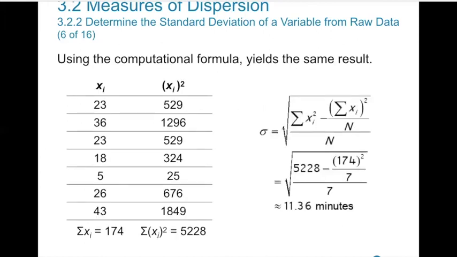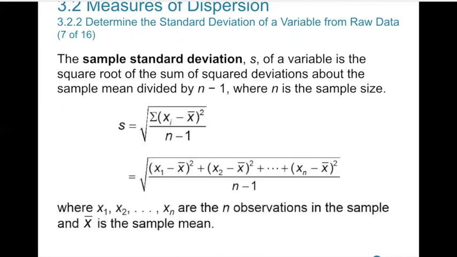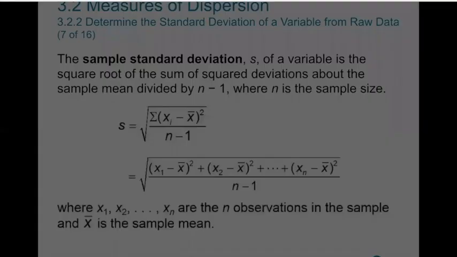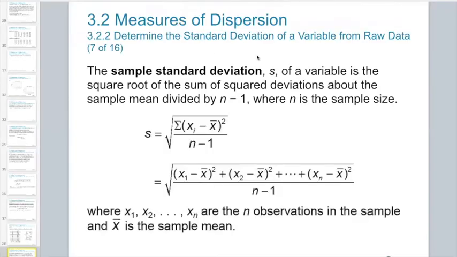That's what it looks like. If you use the computational formula, again, I would type this into my calculator. I would not plug it into a formula. The only thing that changes when we're looking at information from a sample as opposed to the population is that instead of dividing by the total number of pieces of data, we're going to divide by n minus 1 pieces of data. So it's just going to change a little bit.